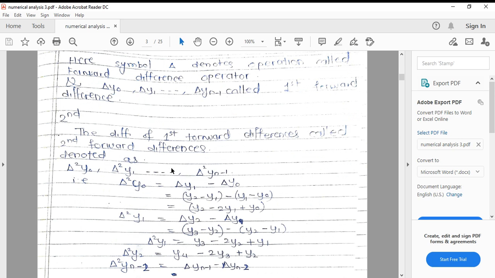After finding the second difference, how many values will we get? Delta square y naught, delta square y1, up to delta square y n minus 1. So we will now get n minus 1 values.